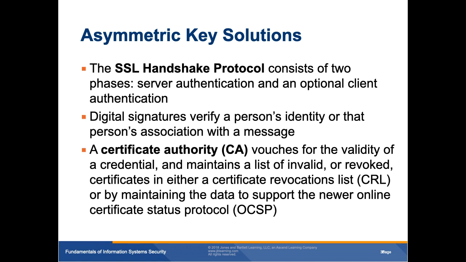Asymmetric key solutions. The SSL handshake protocol consists of two phases: server authentication and an optional client authentication. Digital signatures verify a person's identity or that the person is associated with the message. You can do that with asymmetric keys. Certificate authority, CA, vouches for the validity of a credential and maintains a list of invalid or revoked certificates in either a certificate revocation list, CRL, or by maintaining the data to support the newer Online Certificate Status Protocol.